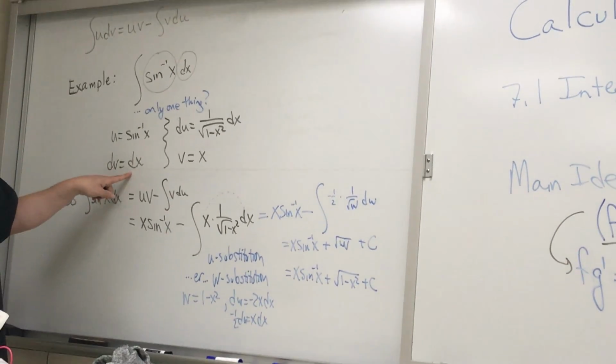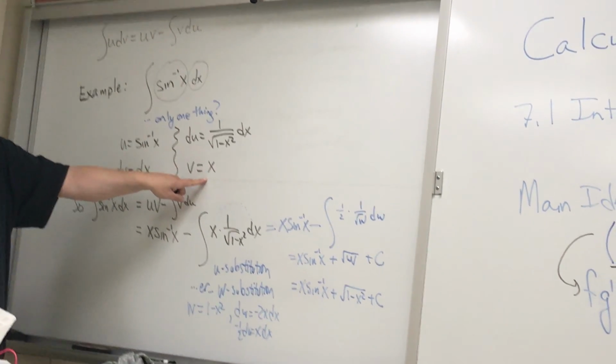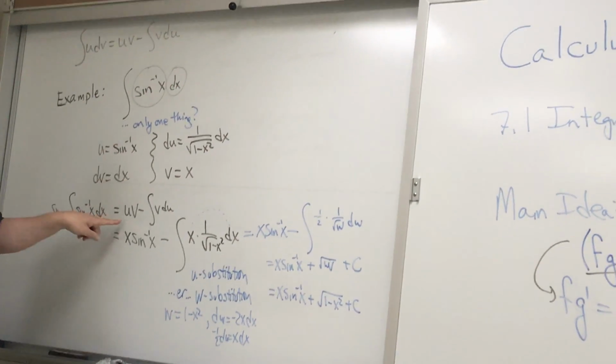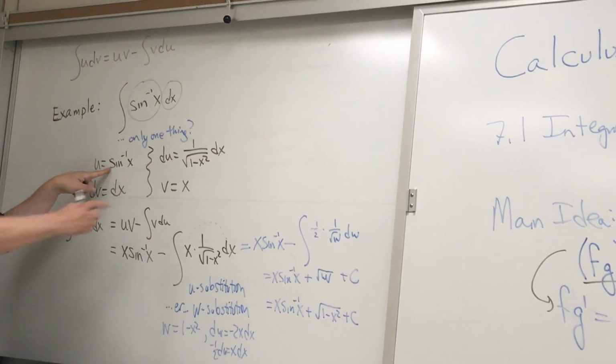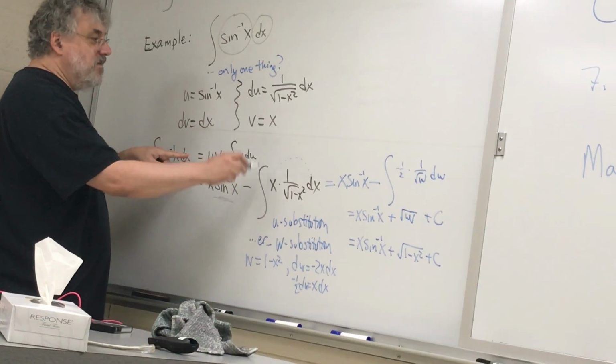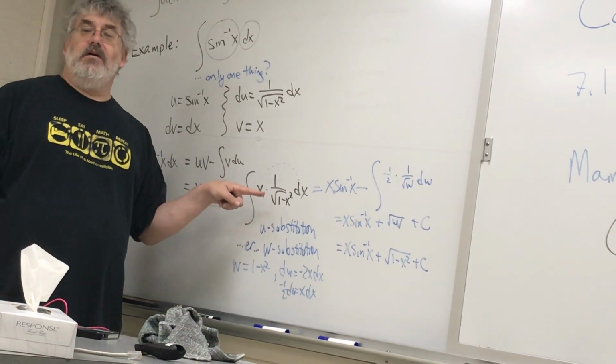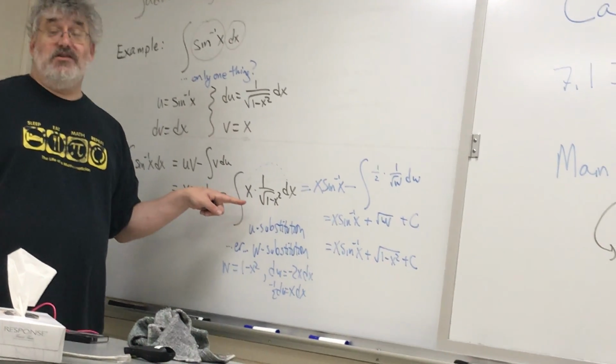The antiderivative of dx, integrate dx, it's like integrating 1, and you get x. So the formula, you're going to get uv minus integral of v du, u and v, right here, minus integral of v du, right there. Now that's an ugly integral, but this one, we can do a u substitution.